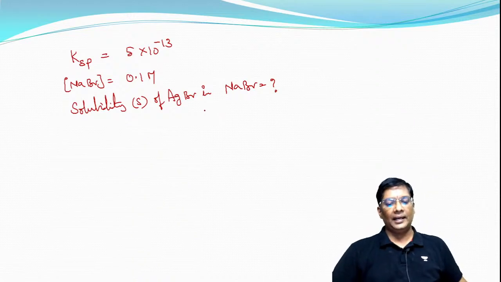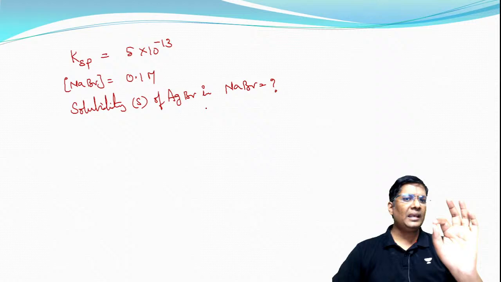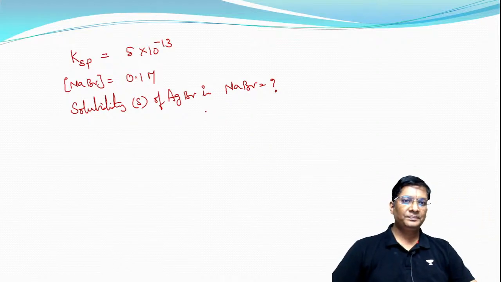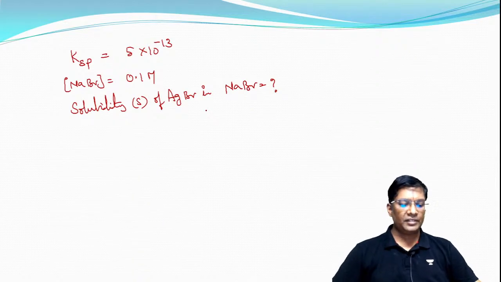How can you calculate? Just give any option, whether A, B, C or D, any option, please give. Then we will check whether it is right or wrong.